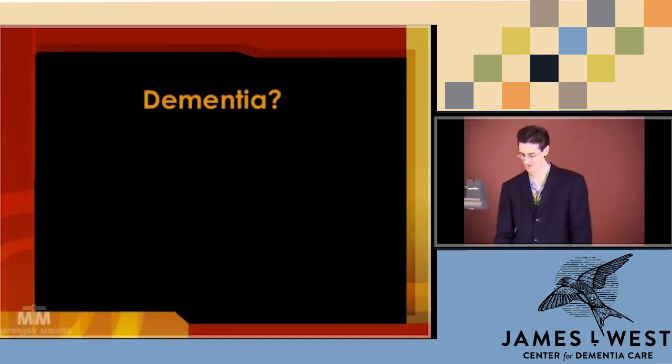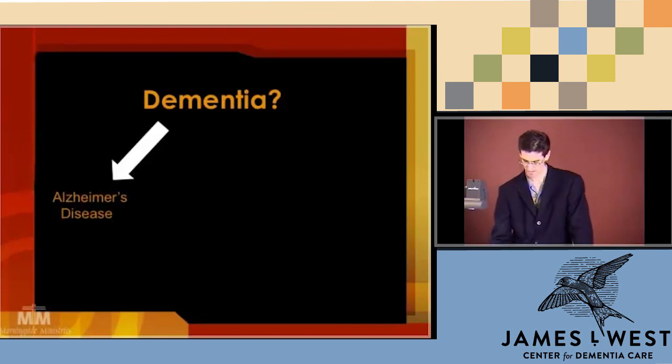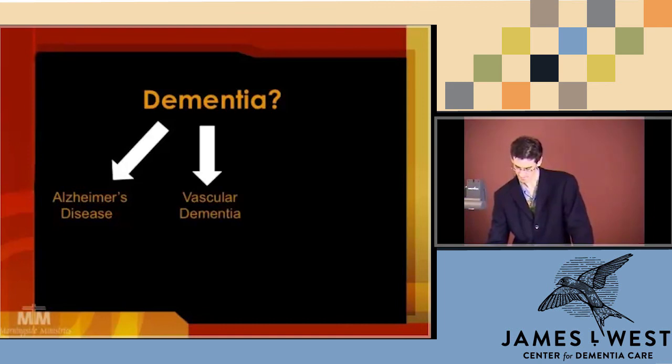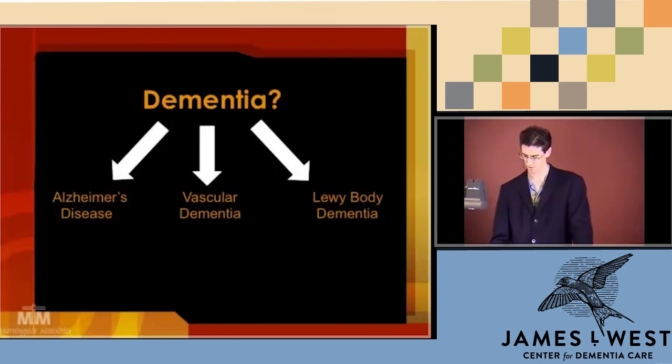And so what's important to know is that dementia is the broad diagnostic category. And then there's different types of dementia. And so one type of dementia is Alzheimer's disease. But there are other types as well. And these other types just don't have the press that Alzheimer's disease has. But there are other important types. So there's Alzheimer's disease, vascular dementia, and Lewy body dementia. These are the three most common types of dementia that I see in my clinic. There's lots of other types out there.